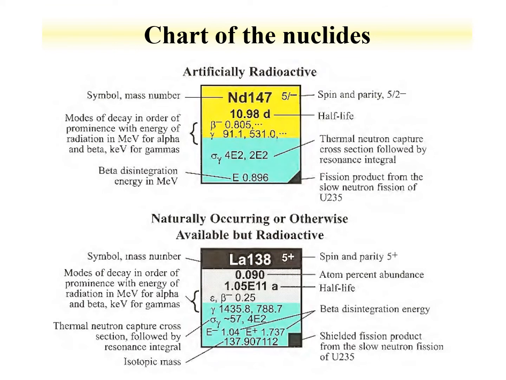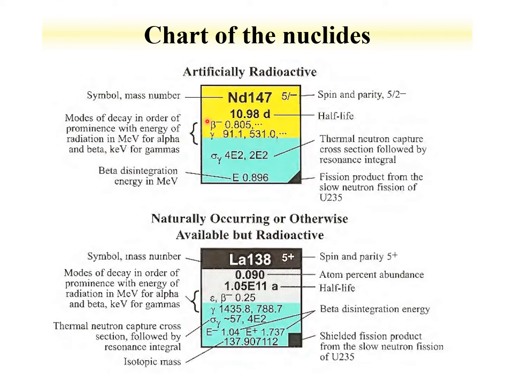Moving on to the radioactive isotopes. Their mass and symbol shown here. It's non-gray. The color has to do with the half-life of the isotope, which can be seen in the legend. Spin and parity, again, 5/2 minus. The half-life, 10.98 days. The modes of decay followed by their energy with MeV for alpha and beta, keV for gammas.